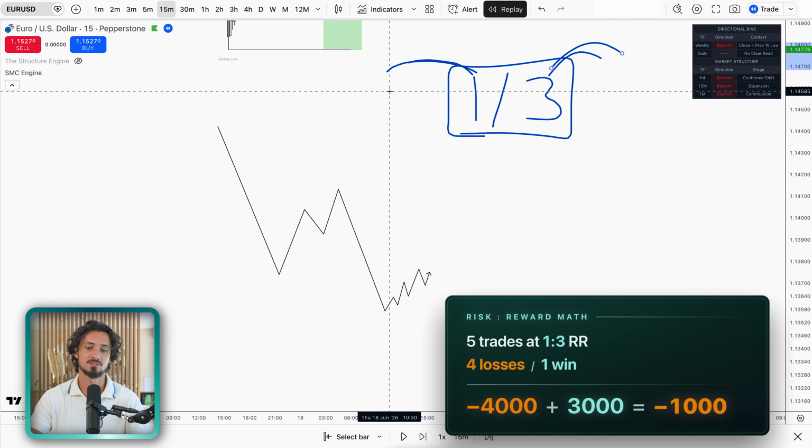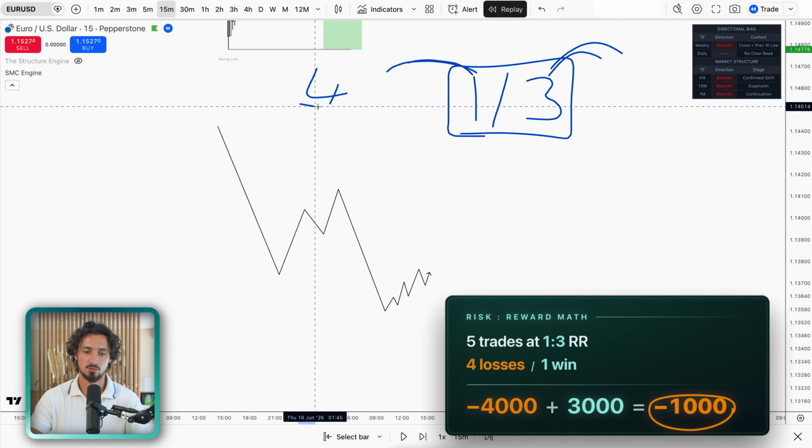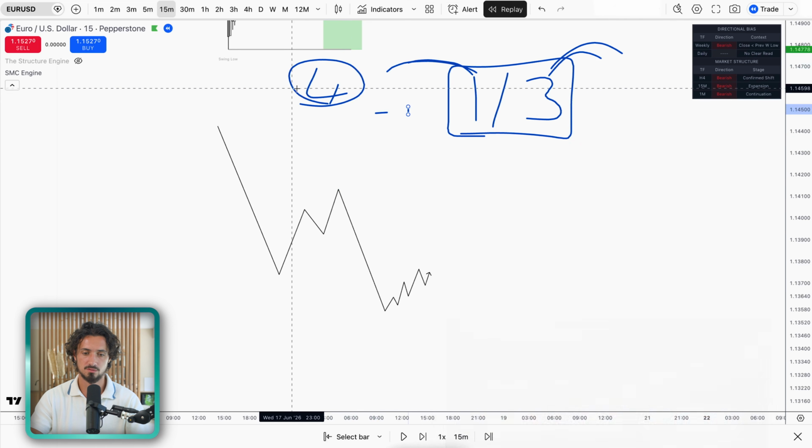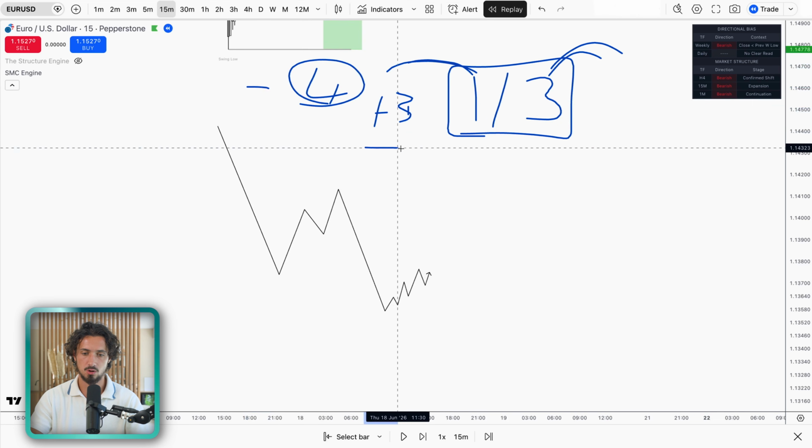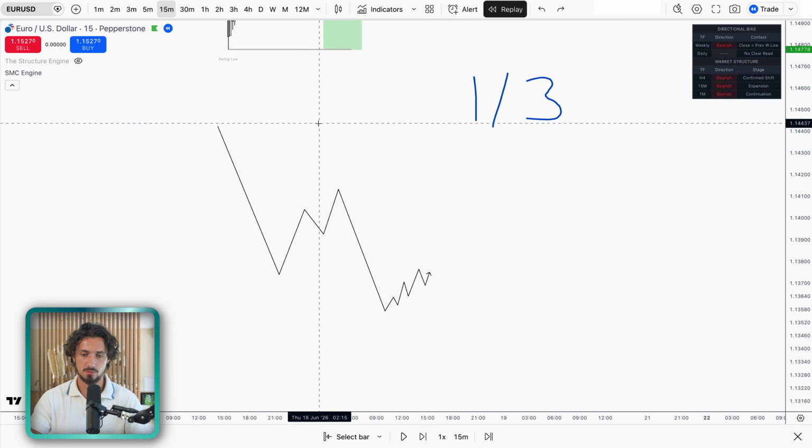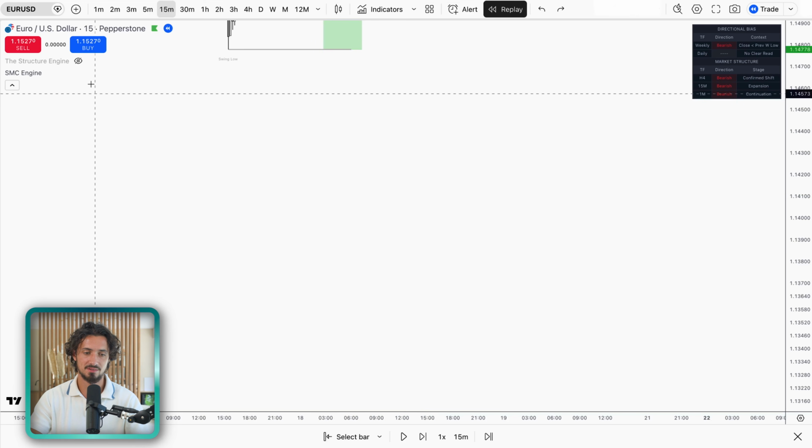And so if you take 5 trades, you lose 4 and win 1, you're -1 overall because you've lost 4 and you gain 3. So you're overall in a net negative. So location is super important. You need to make sure that you have an area where you look from.